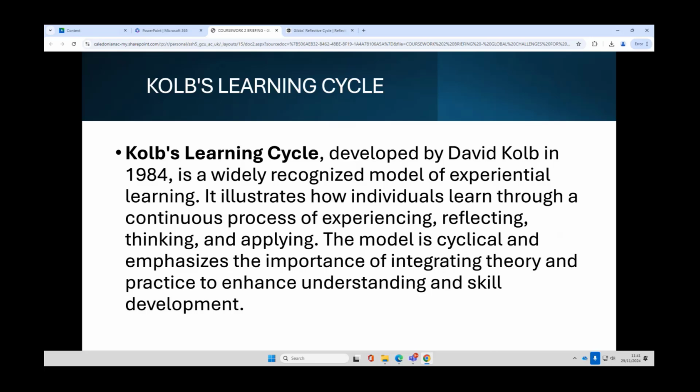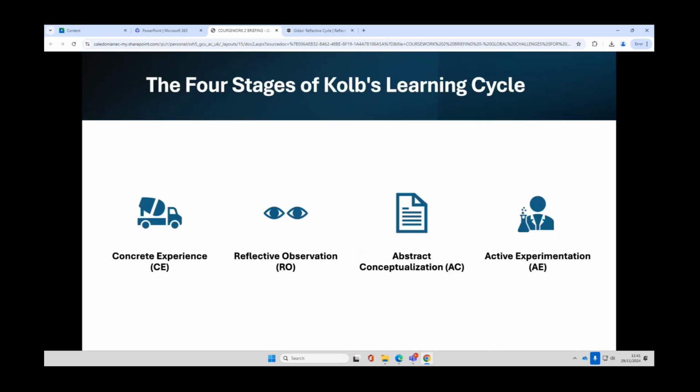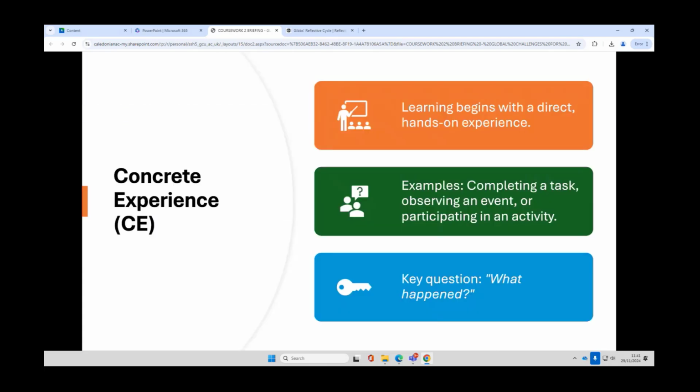So remember, all of them are to be able to evaluate your practice or experiences and then create a plan to do something about it. The common thread is that concrete experience, the description about what the experience is, reflective observation, abstract conceptualization, and active experimentation are the four stages of Kolb's learning cycle. What does concrete experience mean? Very similar to description and feelings. Learning begins with a direct hands-on experience, completing a task like an assignment, observing an event, or participating in an activity. What happened? Very similar to what we learned in the Gibbs cycle, description and feeling.